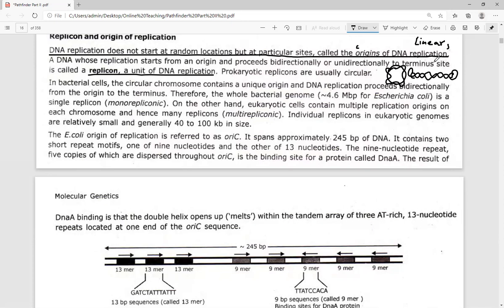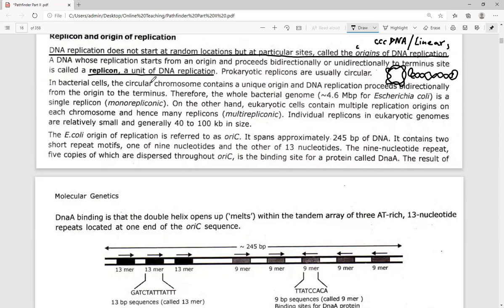This is the linear double-stranded DNA which is present in the case of eukaryotes, and this DNA is called cccDNA molecule. So these are the two different types of DNA molecules which are present.